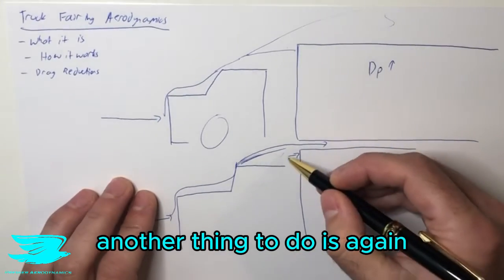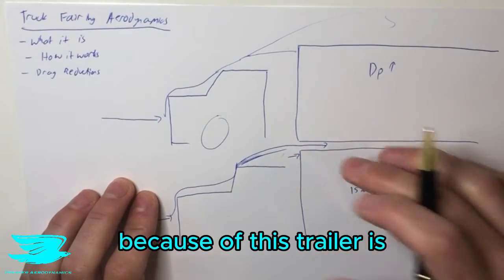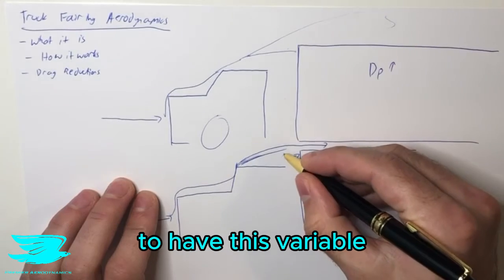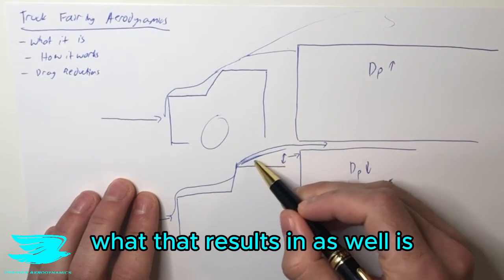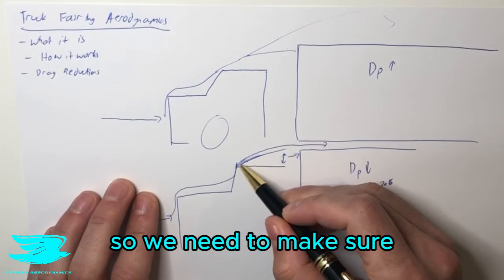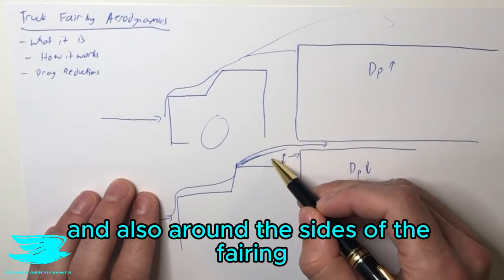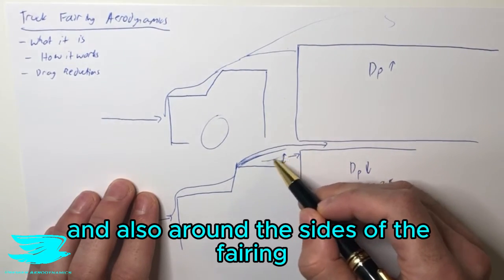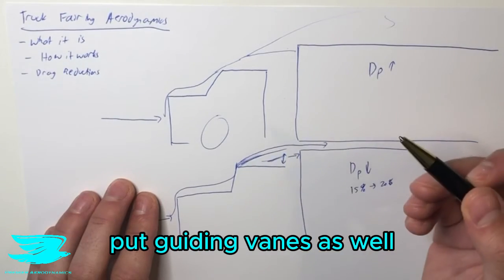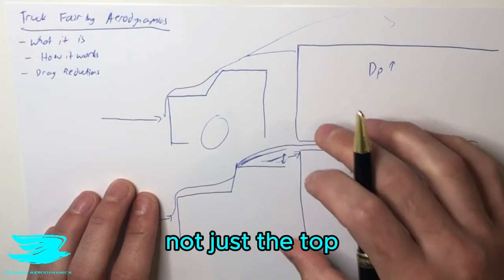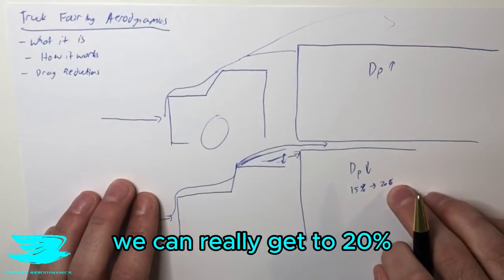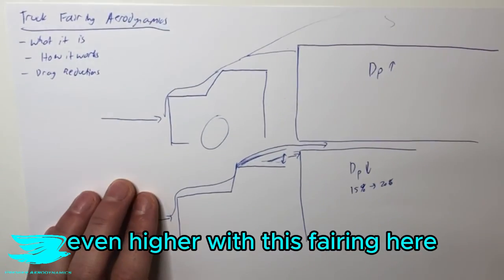Another thing to do is, again, because this trailer is potentially going to be a different height, to have this variable, so you can put this up or down. What that results in as well is perhaps this angle becomes sharper, so we need to make sure we round that properly, and also around the sides of the fairing, put guiding vanes as well to guide the flow where we want it to go around the edges of the trailer, not just the top. And with that, we can really get to 20%, even higher with this fairing here.